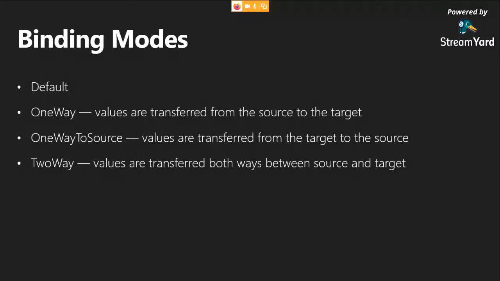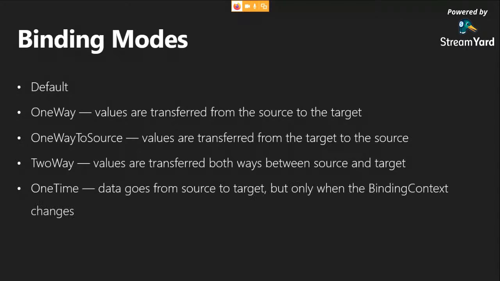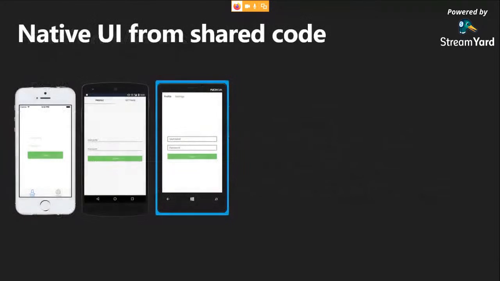And in cases where you don't have to reflect back, and all you need to do is just save whatever data is given in the UI to the backend, you can use the one way to source. And there is one other binding mode, which is one time. This is very similar to one way, but the only change is that the data flows from source to target only at the time of initial binding and only when the binding context changes. Other than that, the data does not go from source to target. So that's how it typically works.